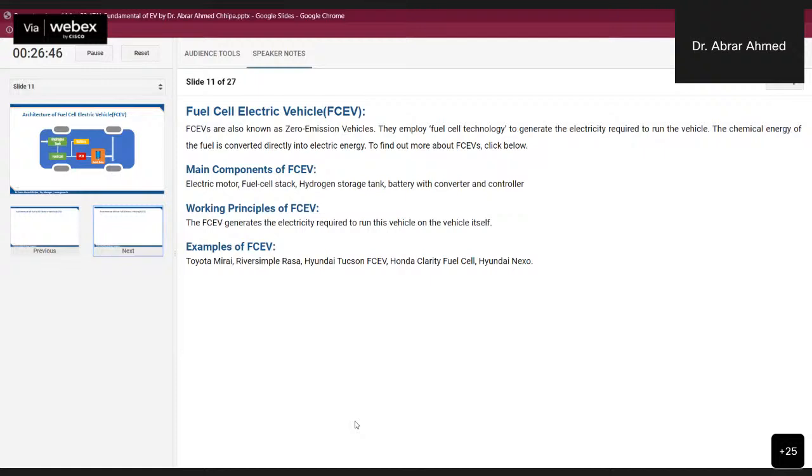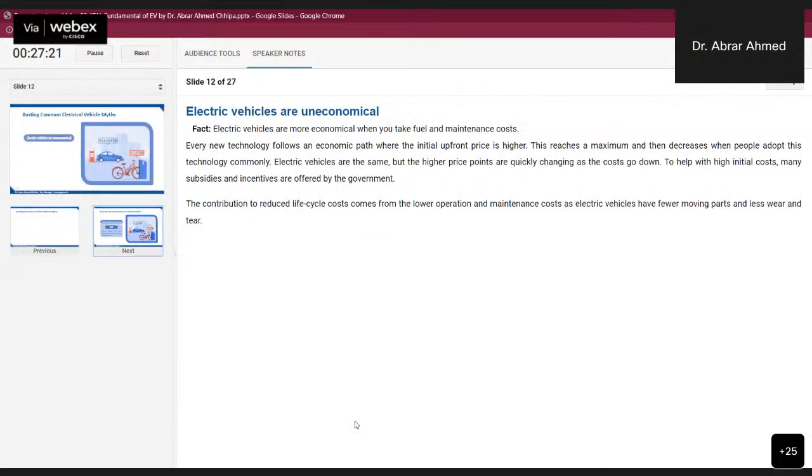If we look at the components of this vehicle, we have the electrical motor, fuel cell stack, hydrogen storage tank. Then we also have the battery with the converter and controller. The companies which have produced fuel cell electrical vehicles include the Hyundai Nexo, Honda Clarity, Hyundai Tucson and Toyota Mirai. These models are examples of fuel cell electrical vehicles.